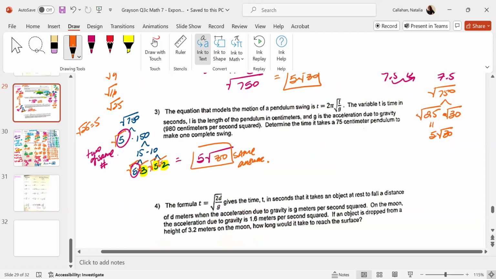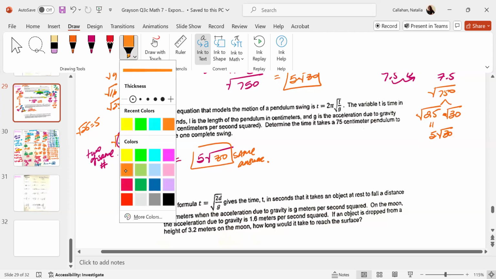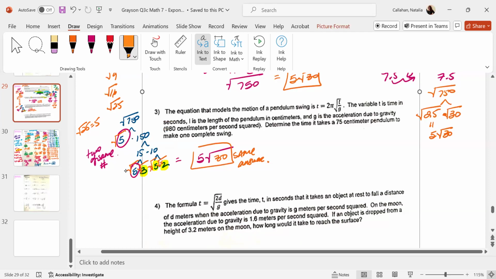The equation that models the motion of the pendulum is T equals 2 pi square root L over G. Variable T is time in seconds, L is the length of the pendulum in centimeters, and G is the acceleration due to gravity, 980 centimeters per second squared. Determine the time it takes a 75-centimeter pendulum to move one.